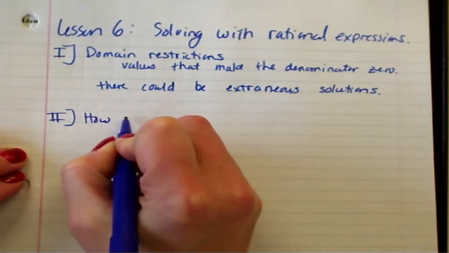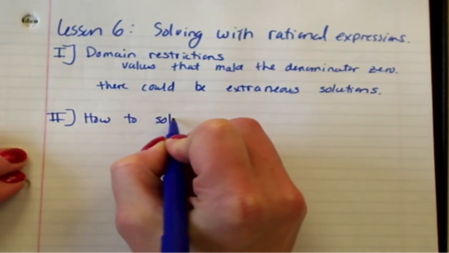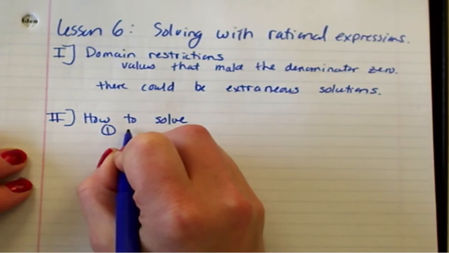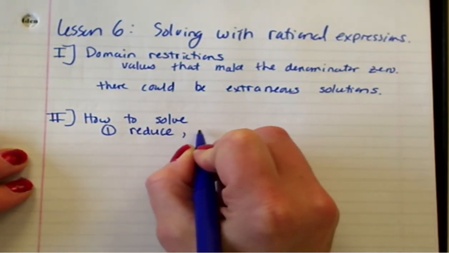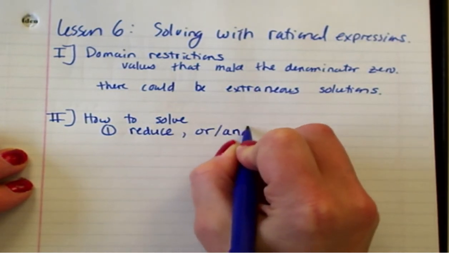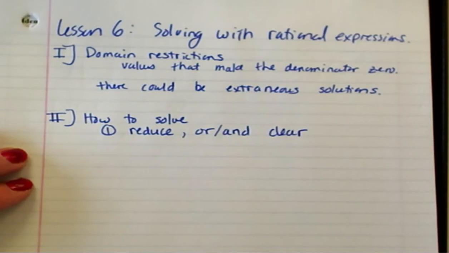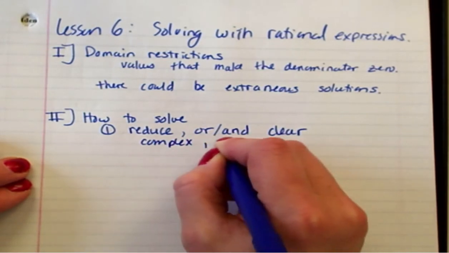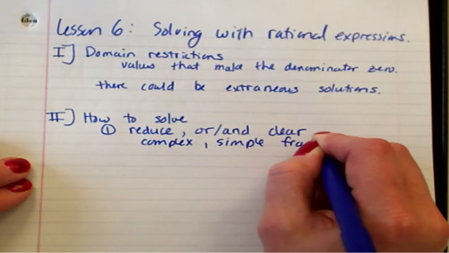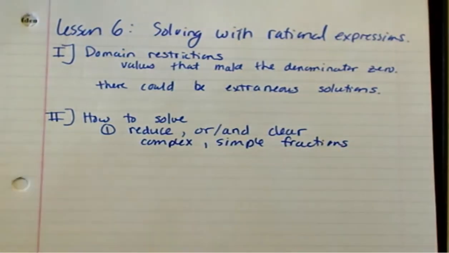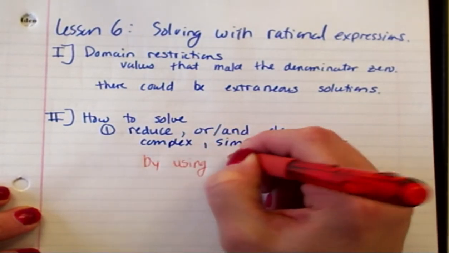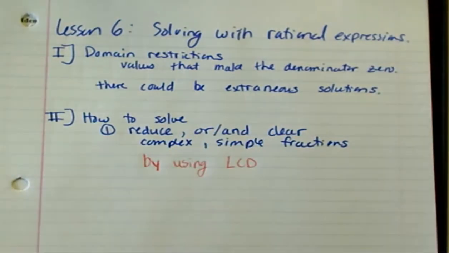Okay, we are going to see how to solve. First step: reduce and/or clear complex and simple fractions. And we're going to do this by using the least common denominator.